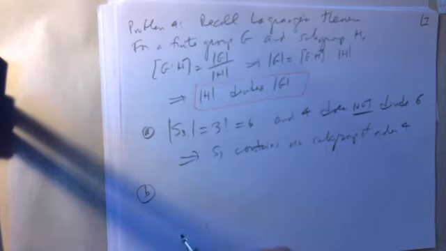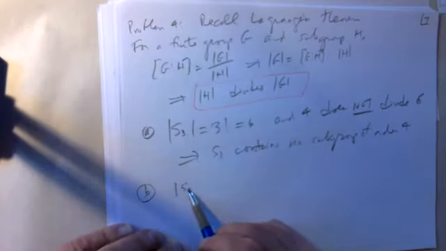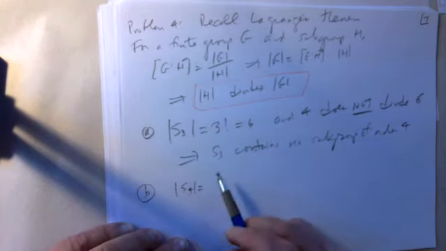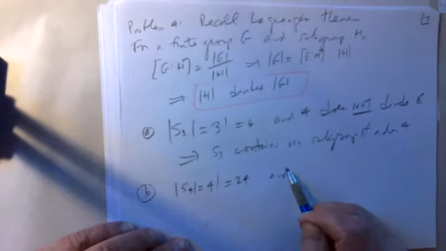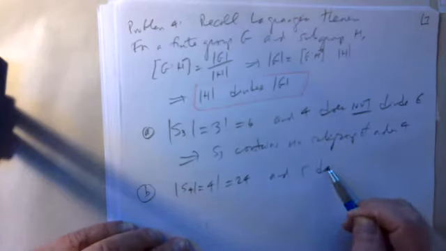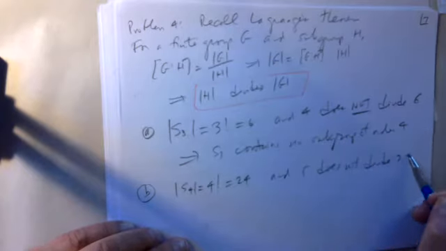The proof of part B is similar. If you take the group S4, the symmetric group with 4 letters, that has 4 factorial elements, which is 24, and 5 doesn't divide 24.